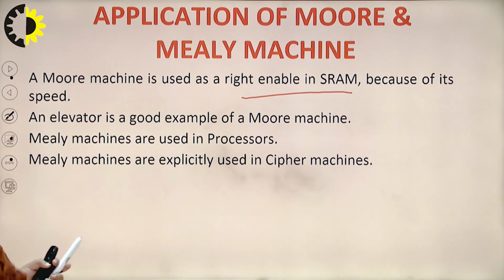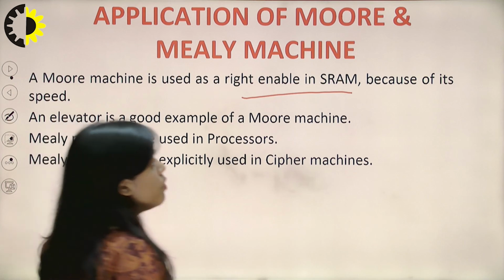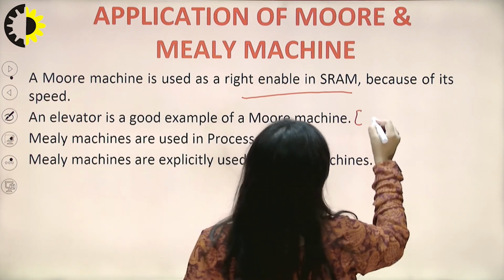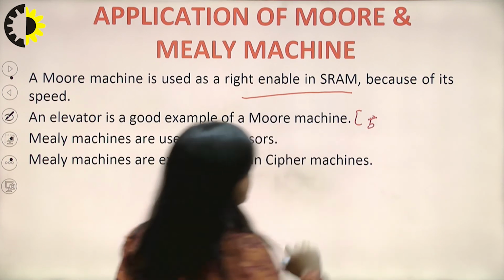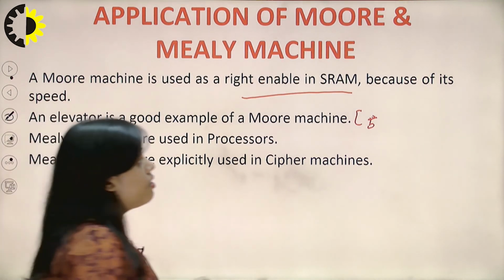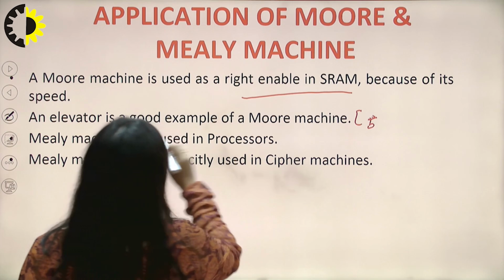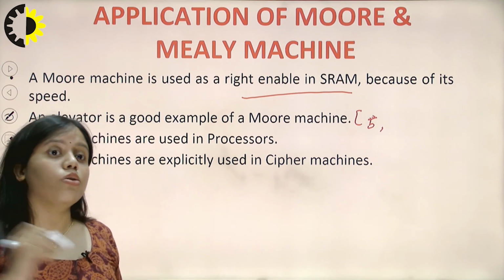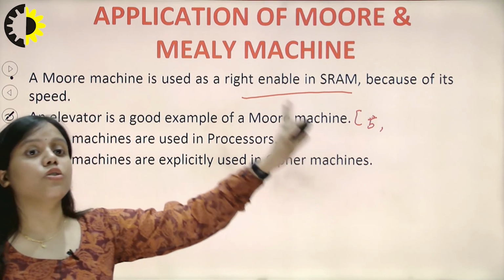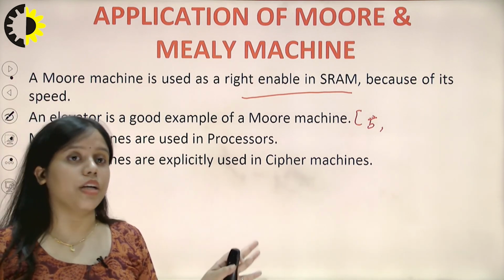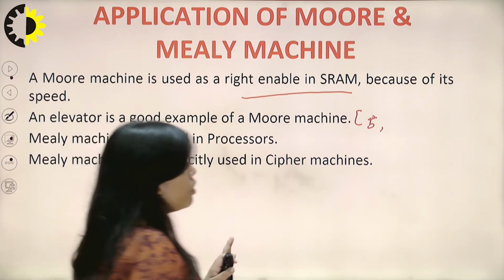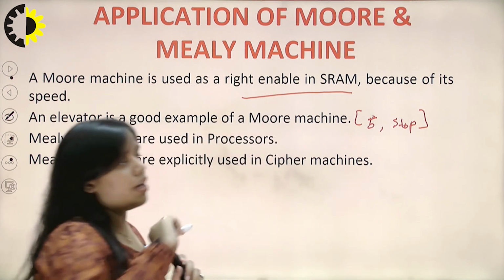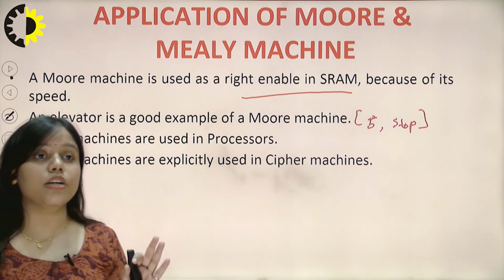An elevator is a good example of a Moore machine. That means when you enter an elevator and you press 5, you give the input 5. Every state has an output, as we say. So whenever we input 5, we reach that state, where state means whatever floor we are going to. Only when you reach that output will your lift stop. If you have pressed 5, it will take that as input and reach the floor.